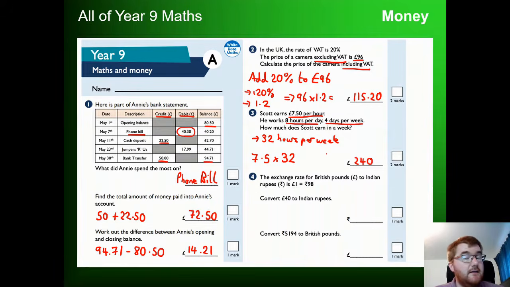So again, that's a useful calculation you need to be able to do. Again, if you start doing a part-time job, then these things are very, very important. Now, exchange rate for British pounds to Indian rupees is £1 is equal to 98 Indian rupees.